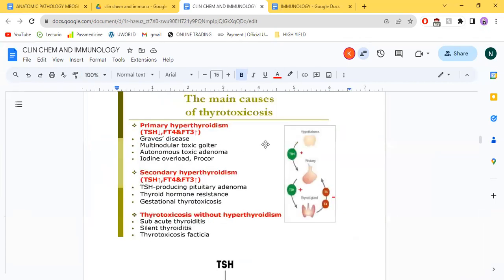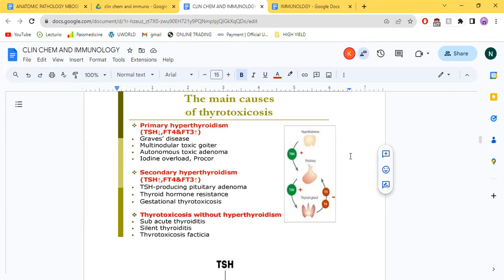I think we've done some of these. The main causes of thyrotoxicosis: primary hyper, with low TSH, high T4 and T3, is usually caused by Graves, toxic multinodular goiter, autonomous toxic adenoma, or iodine overload. Secondary hyper is caused by a TSH-producing pituitary adenoma, thyroid hormone resistance or gestational thyrotoxicosis. Then thyrotoxicosis without hyperthyroidism: subacute thyroiditis and silent thyroiditis. This table reflects what we've been answering, so you can go through it later.